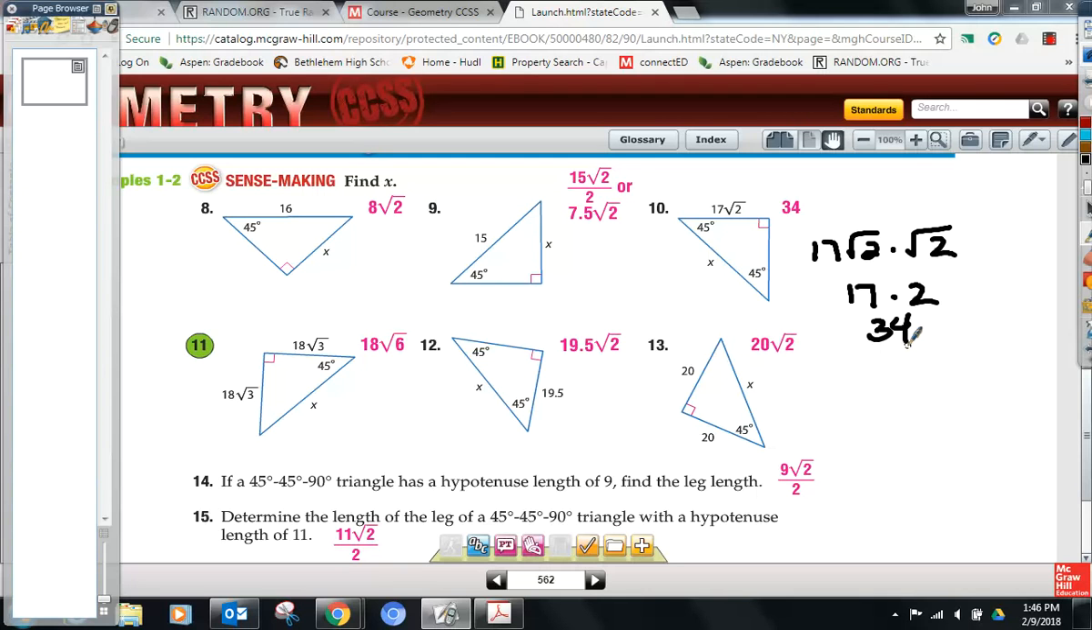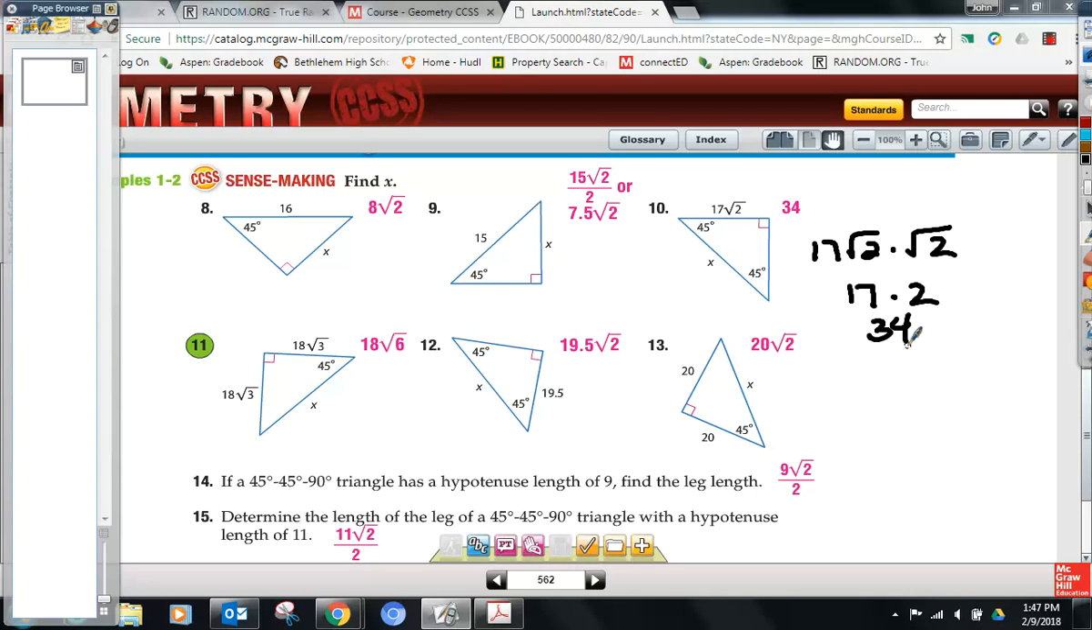Yes, Maddie. Number 12, so it is okay to have 19.5 radical. No, I don't want decimals, if that's what you're asking. I was just going to say you can have 19.5 as a fraction if you want instead. Okay. That's fine. 39 over 2, radical 2 if you wanted to, but no decimals, no decimals.